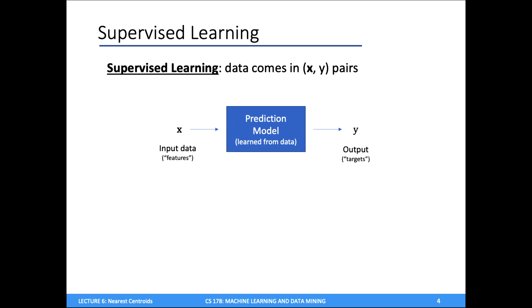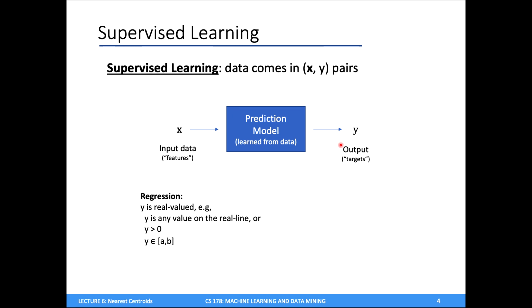Okay, just a couple of reminders. Supervised learning problems, which are problems that we've been looking at so far, are problems where our data comes in X, Y pairs, where the X variables represent some kind of input data. They're the features of our problem. And the Y variables represent some kind of thing we'd like to predict from the features.